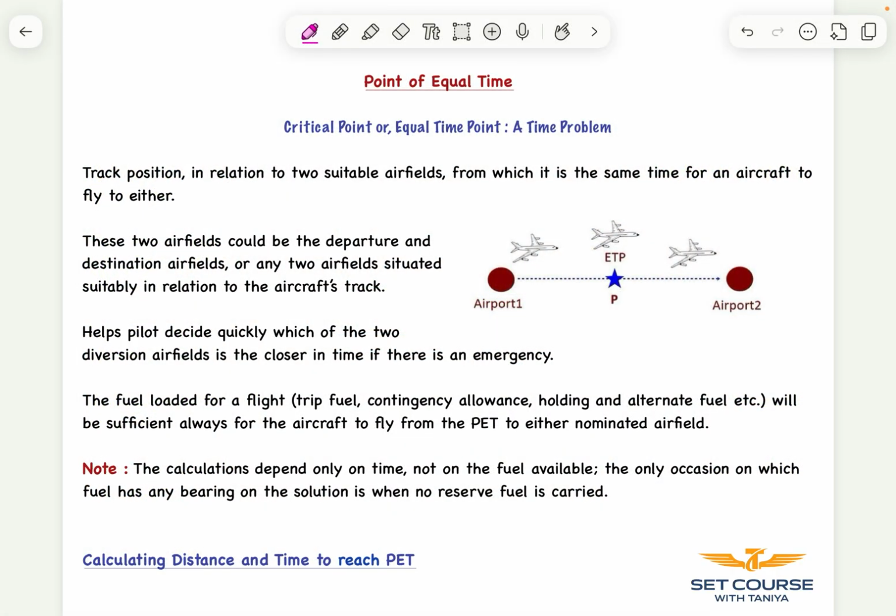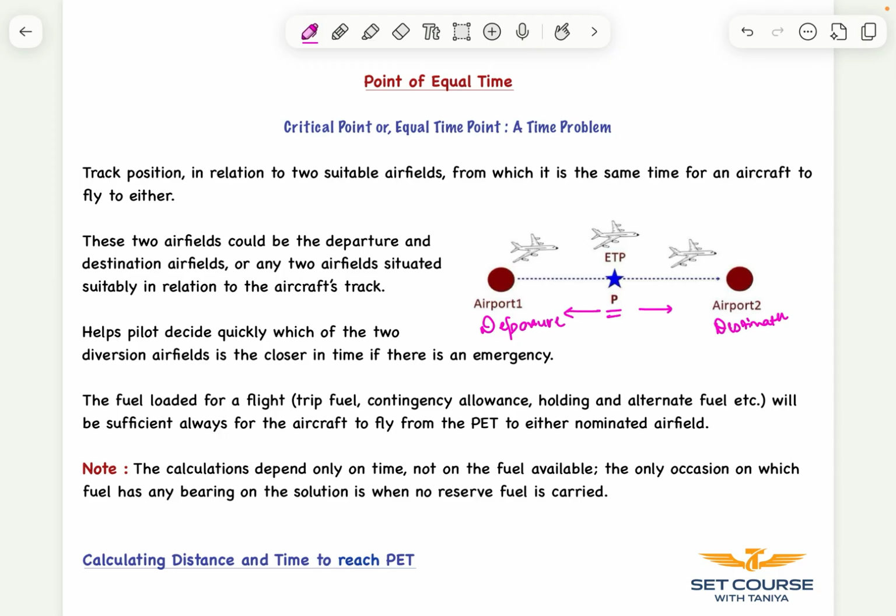Point of equal time, or the critical point, or the equal time point, is a time-based problem in air navigation. It is that point between two airfields, say our departure and destination airfield, from which it is going to take an equal amount of time to go to either of the fields. It helps the pilot to quickly decide which of the two airfields needs to be chosen in case of any emergency.